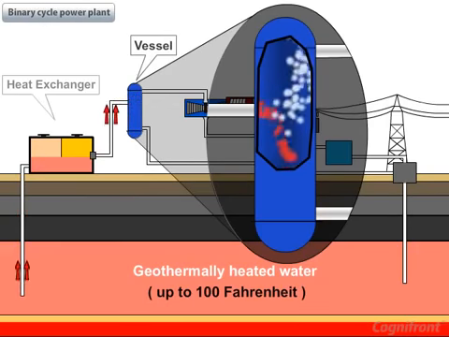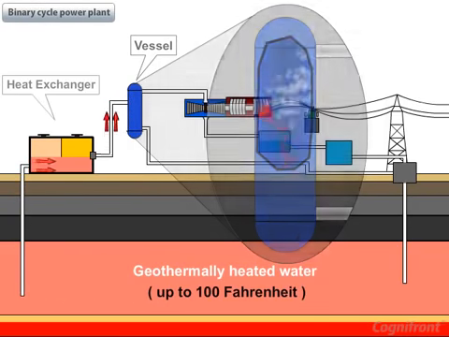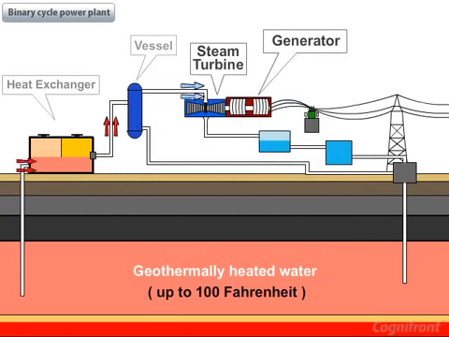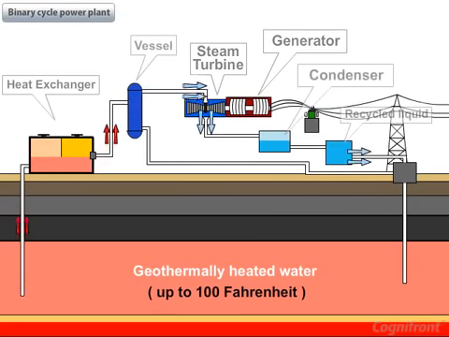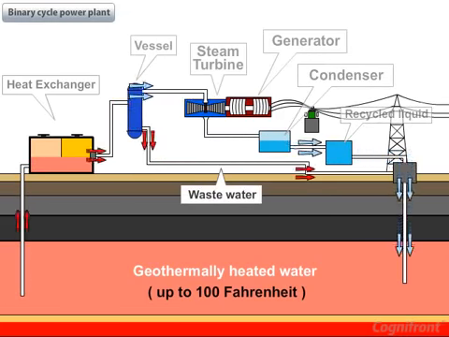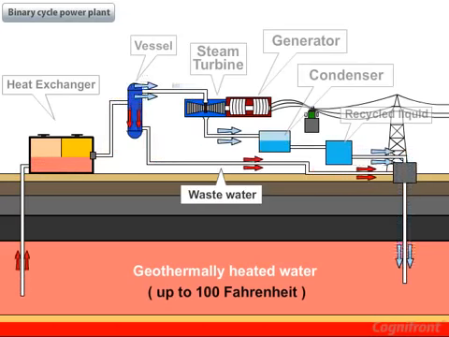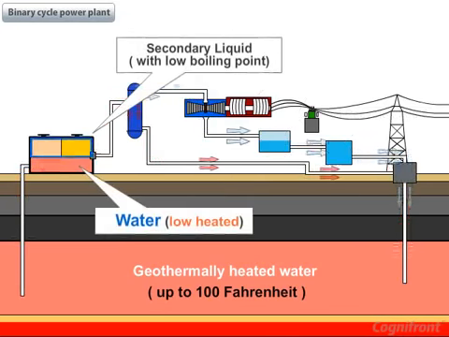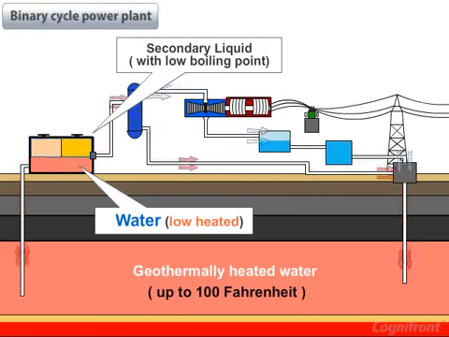A mixture vapor is generated and it runs the turbine. The mixture vapor is cooled by condenser and the liquid is recycled. Wastewater is injected back to the earth. As this power plant requires two liquids, water and secondary liquid, it is called a binary cycle power plant.